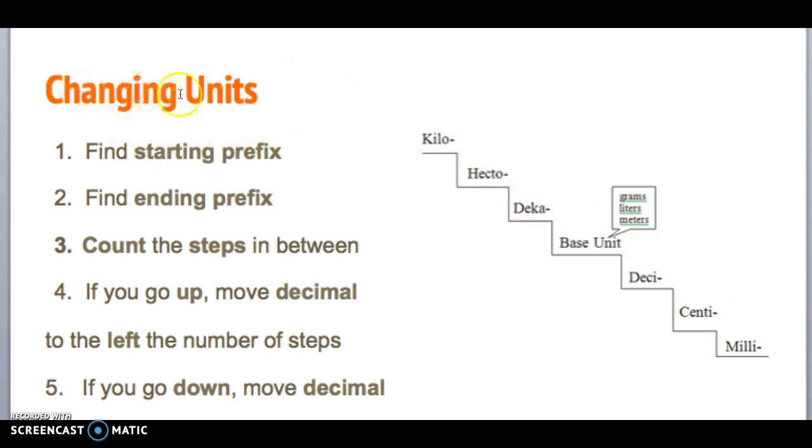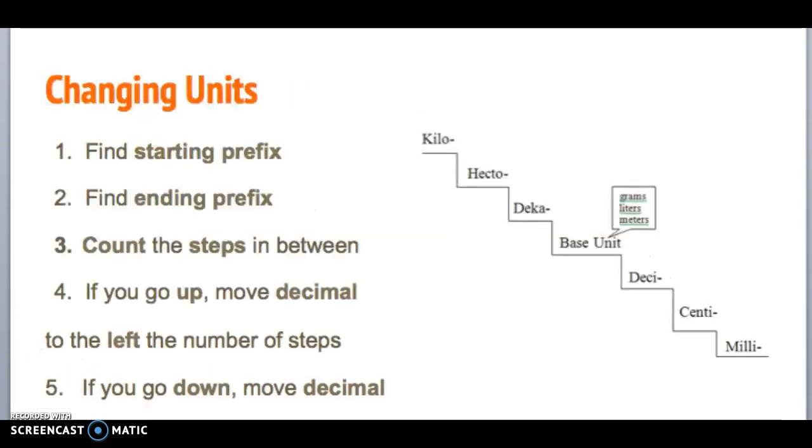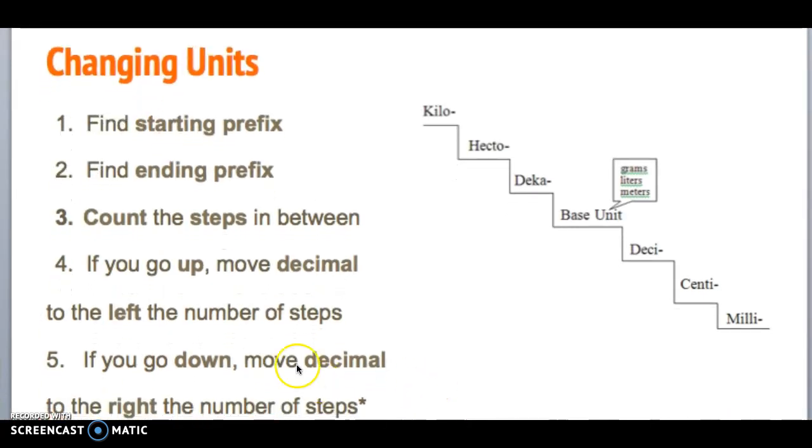The notes for changing units. So where it says changing units, find the starting prefix, find the ending prefix, count the steps between. If you go up, move the decimal to the left, the number of steps. If you go down, move the decimal to the right, the number of steps.